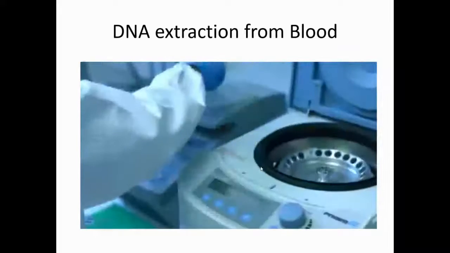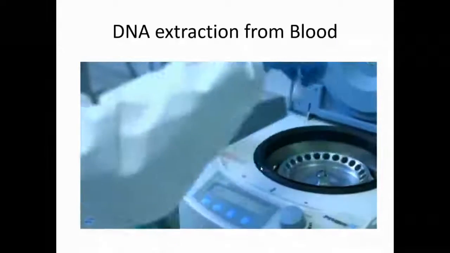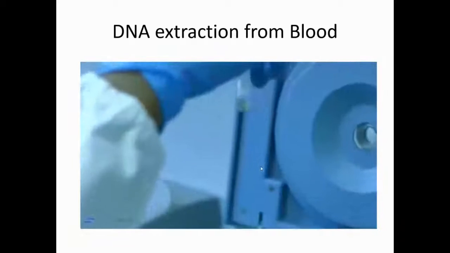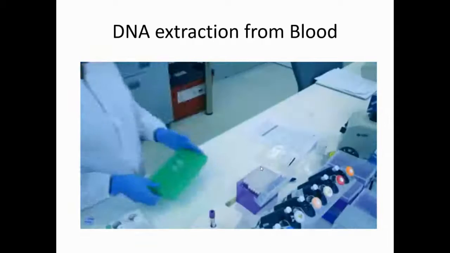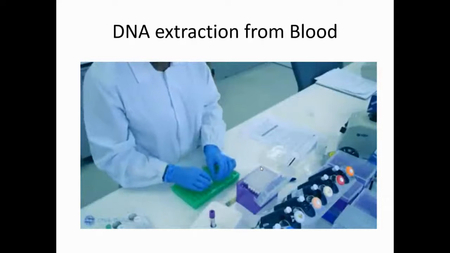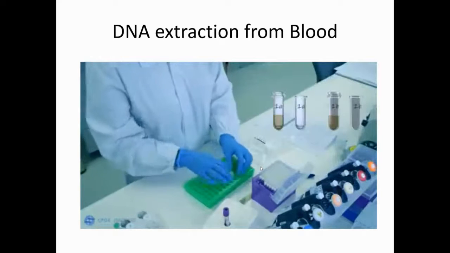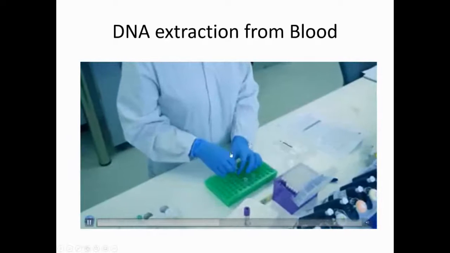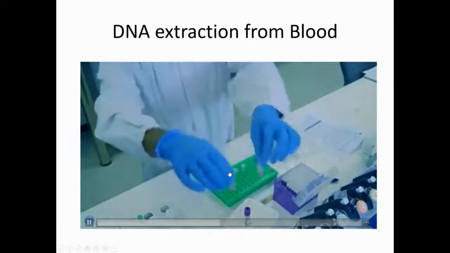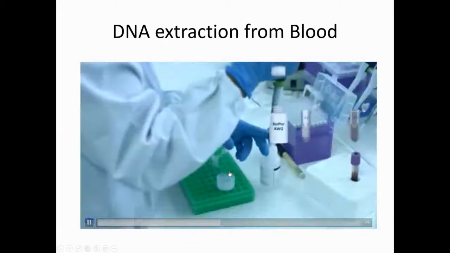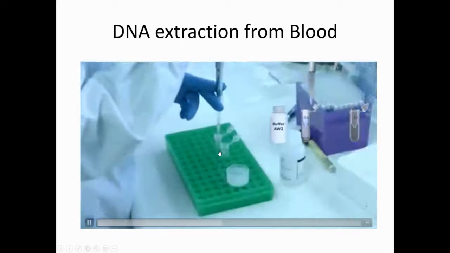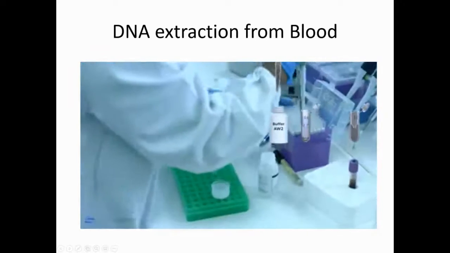At the end of the centrifugation period, check that all the filtrate is in the collection tube. If there is still some in the spin column, just repeat that centrifugation step. Discard the collection tube and transfer the spin columns to clean collection tubes. Carefully open the lid and add 500 microliters of AW2 without wetting the rim of the spin columns.